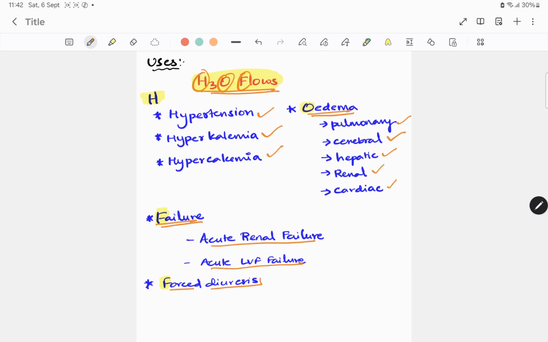So here we have seen about the loop diuretics or furosemide. This is enough to cover all the important points under each heading.